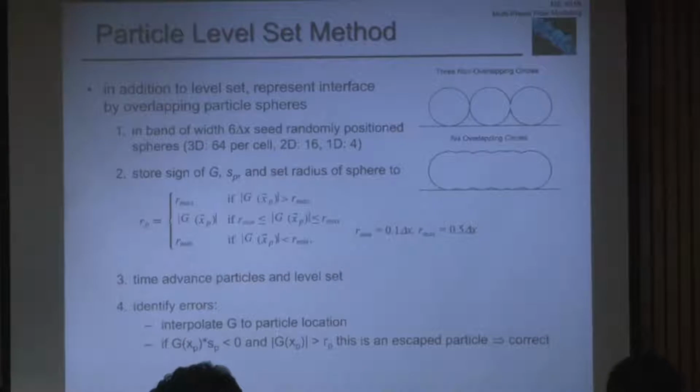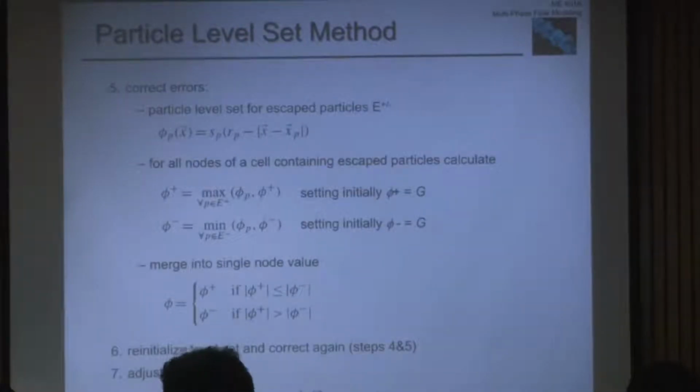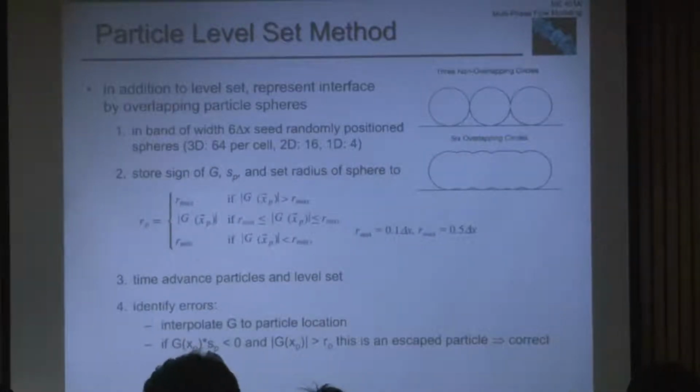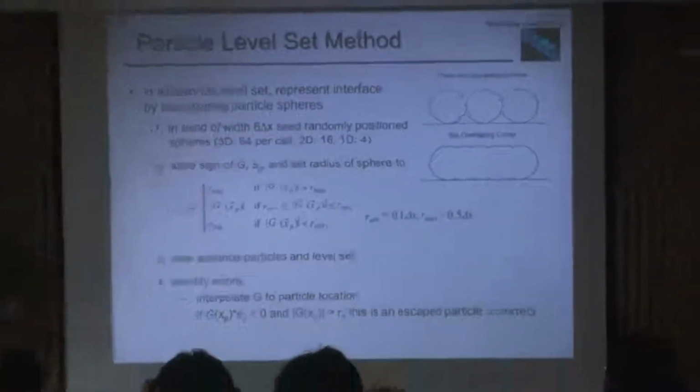The particle level set method, I have the full algorithm here, but the idea is just that we're going to put particles on each side of the interface, and we're going to give a size to those particles. And that size is going to be the distance between the particle center and the interface. So we're going to represent our interface with a collection of overlapping particles.